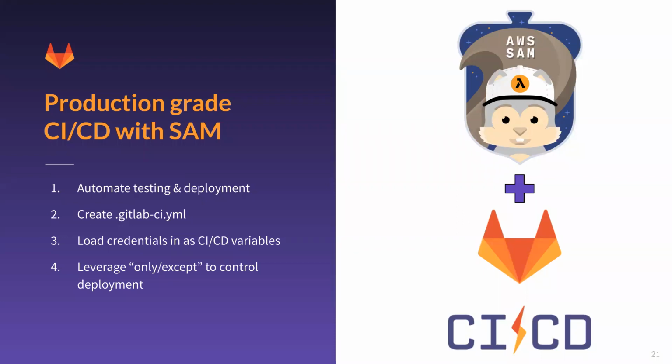We'll create a GitLab CI YAML. We'll put our credentials for AWS in as CI/CD variables. We'll take a look at that. And then we'll leverage only and except to control the deployment so that we can have a very clear path to production.